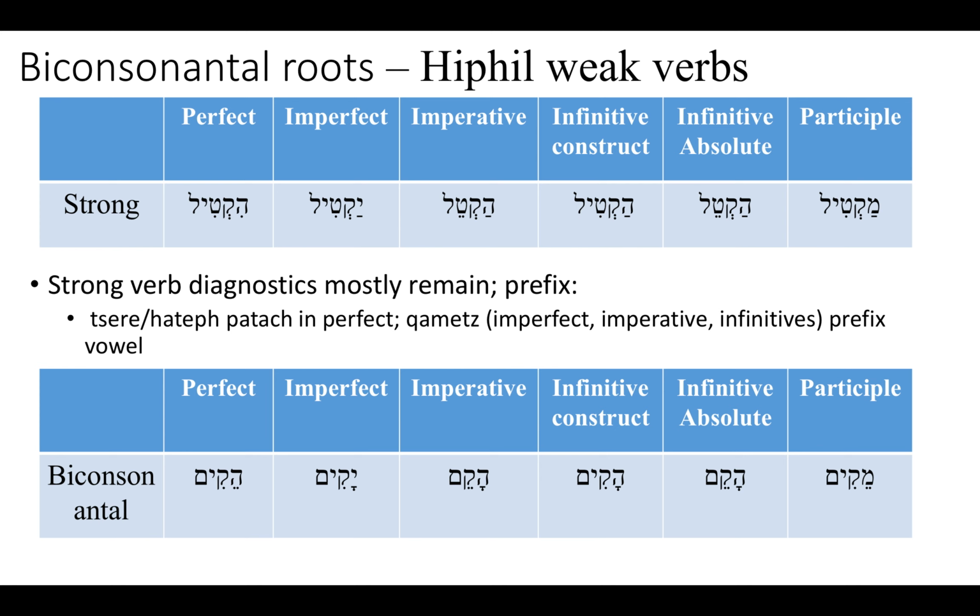With the imperfect, we have yakim, so the patach has become a kametz here. With the imperative, we also have hakim, the patach here is now a kametz. Infinitive construct, we have hakim as well. The kametz has become a patach, and also infinitive absolute. And then in the participle, maktil has become mekim. So a patach has changed to a tsere in this case. So we still have the prefixes of he, we still have the stem vowel hirek yod, but the vowel under the prefix changes in each of these cases.